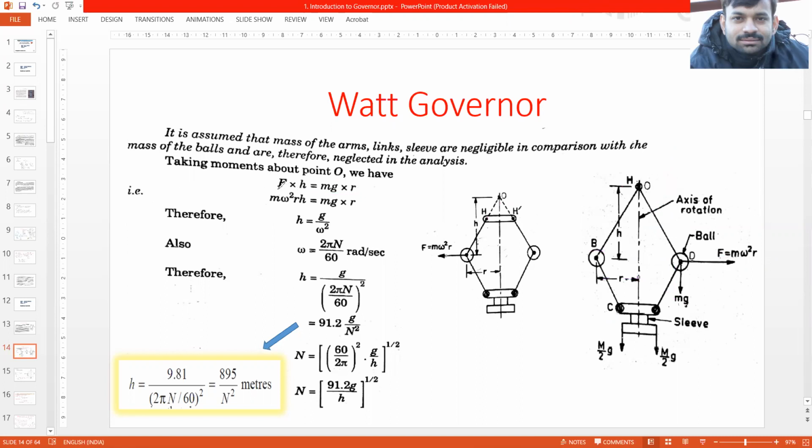We'll substitute the values. F is m omega square r. So r and r get cancelled, and m and m also get cancelled. We get the height of the governor as g by omega square. The height h equals g by omega square. Now omega is 2 pi N by 60, so h becomes g divided by (2 pi N by 60) whole square. Then we substitute the values of g as 9.81 and pi as 3.